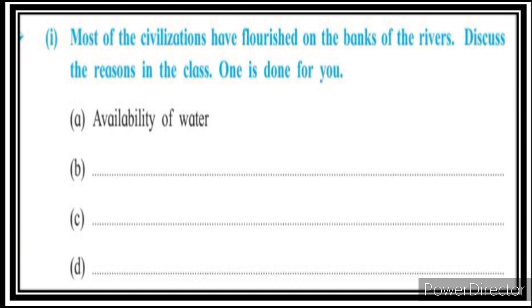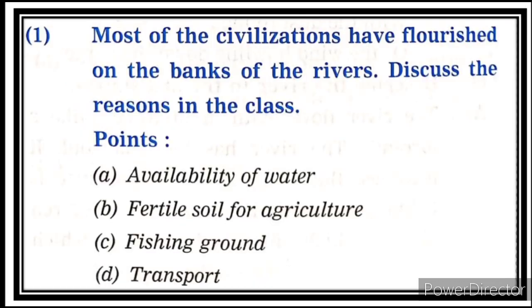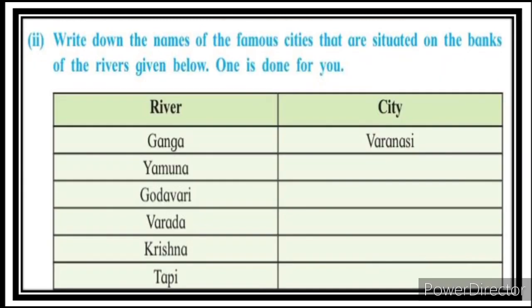Most of the civilizations have flourished on the banks of the rivers. Discuss the reasons in the class. One is done for you: availability of water. Availability of water, fertile soil for agriculture, fishing ground, transport.